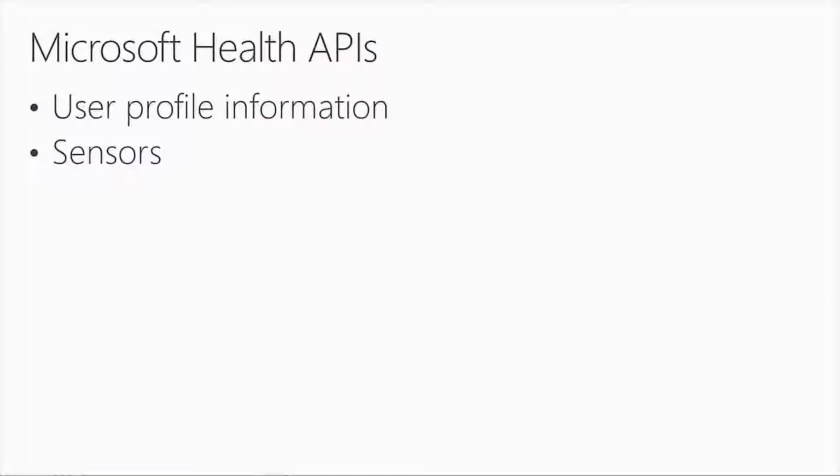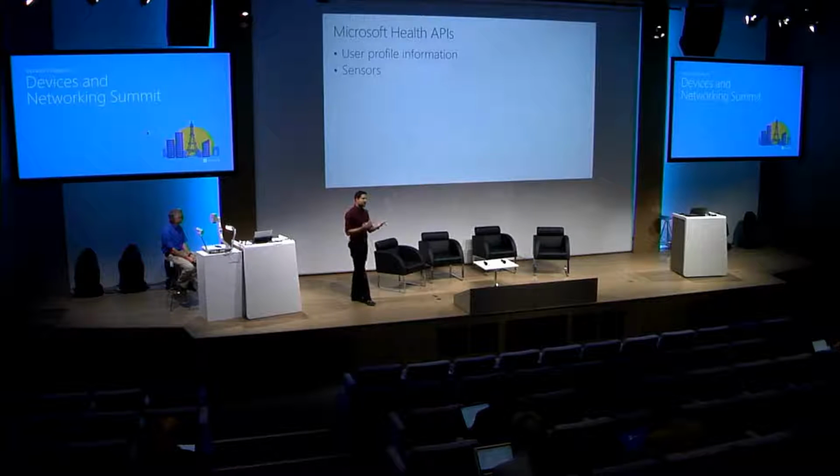So things like the user profile, for example: the user can authorize your application and give access to their Microsoft Health profile. So now you'll know what their height is, what their weight is, what their gender is, and what their age group is, without them having to give that data to you again and without you managing that data in multiple places. You can just get that data from Microsoft Health.